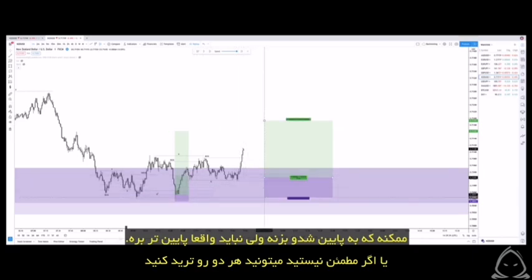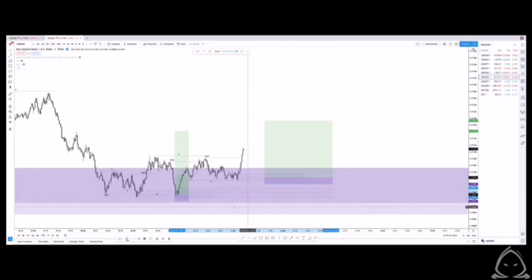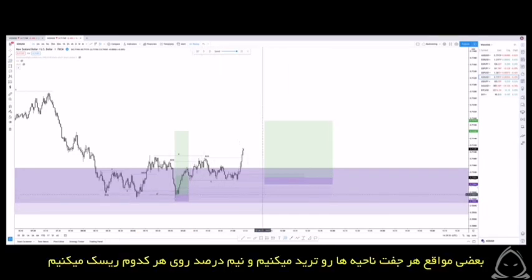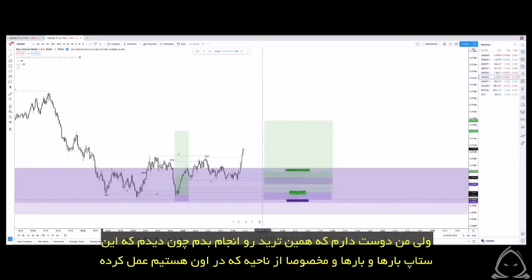Or if you're not sure and you would trade off of both, again, a question I get asked a lot, there's nothing wrong with taking both areas. Let me just tidy this up a bit. There's nothing wrong with taking both areas and putting half risk on both. So you have an order there, and then obviously you'd have an order here. There's absolutely nothing wrong with that at all.